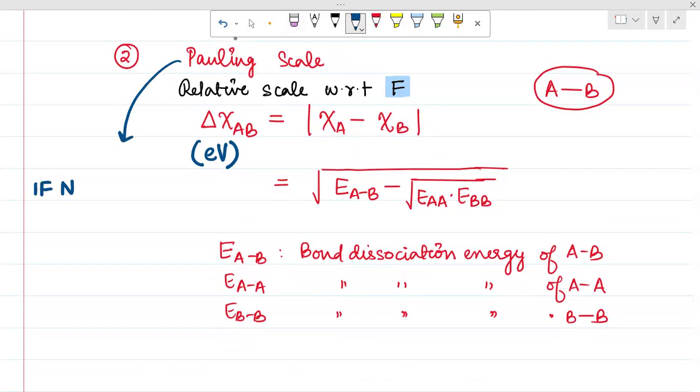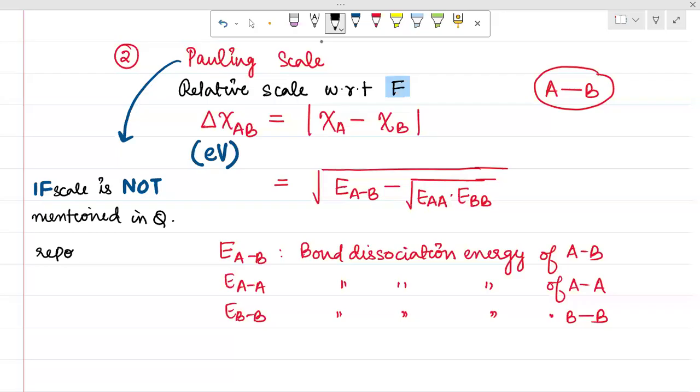If scale is not mentioned in the question, report the answer in Pauling scale always. Report the answer in Pauling scale. Okay, important. So with that, we have completed the different scales.